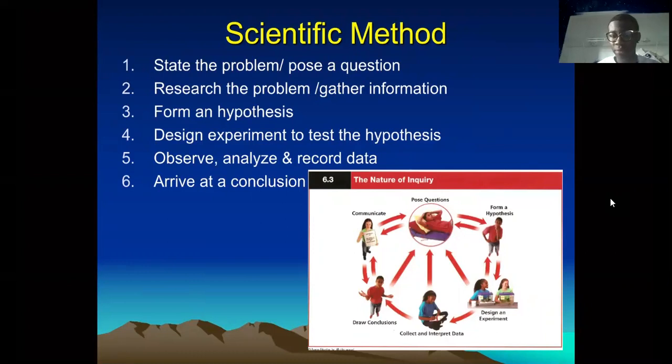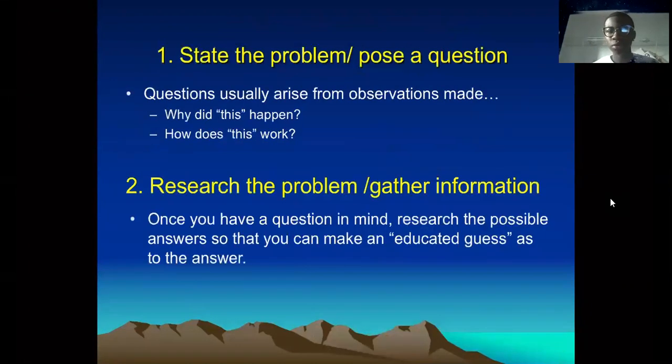Now, here we go. Look at the example below at the very bottom of the right hand screen. The nature of the inquiry. We have pose a question. We're going to go this way, clockwise. Form a hypothesis, and design an experiment, and all the way around, and it repeats. All right. Let's get a breakdown of it. State the problem, pose the question. Questions usually arise from the observations made. Why did this happen? How does this work?